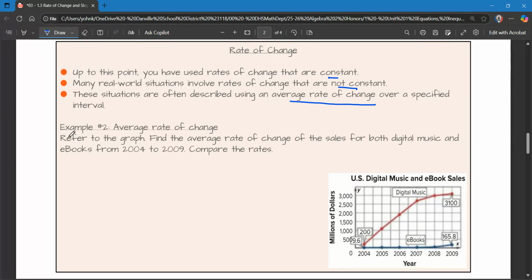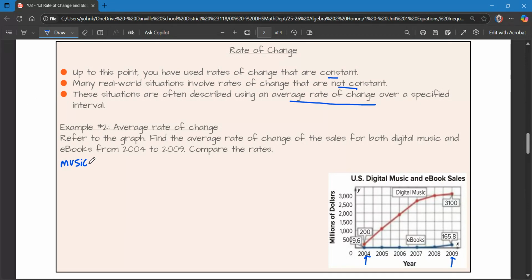So refer to the graph. Find the average rate of change for the sales for both digital music and ebooks from 2004 to 2009. Compare the rates. So I'm looking at digital music and ebooks from 2004 to 2009. So we need to do separate ones. Let's do music first.